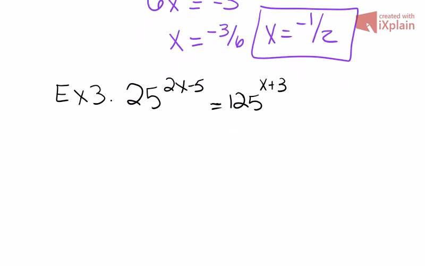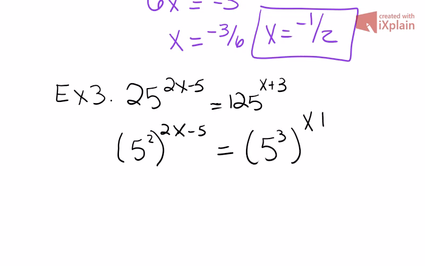Okay, let's see how it's done. I know that 25 and 125 can both be rewritten as something with a base of 5. So I can rewrite 25 as 5 squared because 5 squared is 25. I can also rewrite 125 as 5 cubed because 5 cubed is 125. So notice that I'm not changing the numbers here. I'm just rewriting it with a different base.